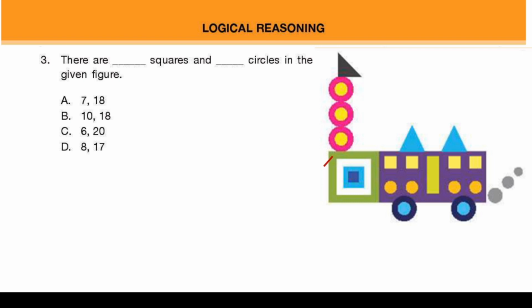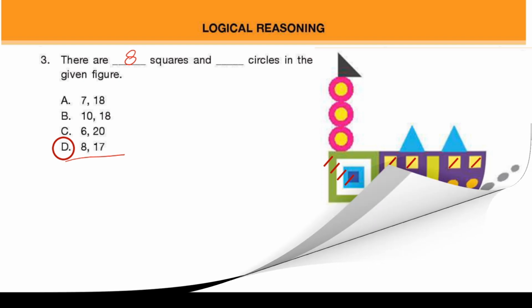So here the outermost square, then the inner one, then the inner one, and then the innermost. So that is 4 squares here, and then the 4 windows which are squares. So in all there are 8 squares and there's only one option with 8 squares, hence we can choose D to be the right answer.